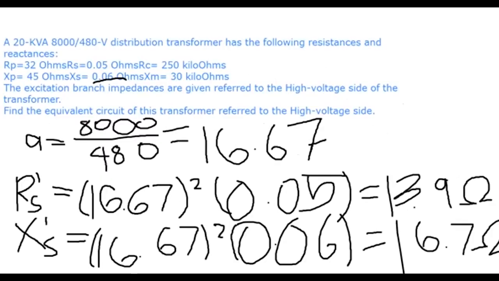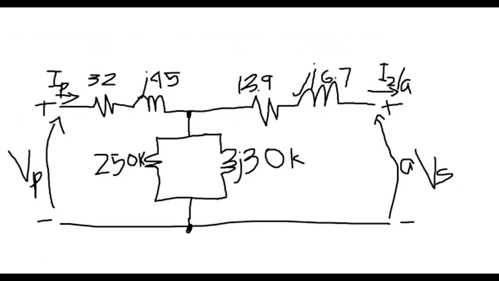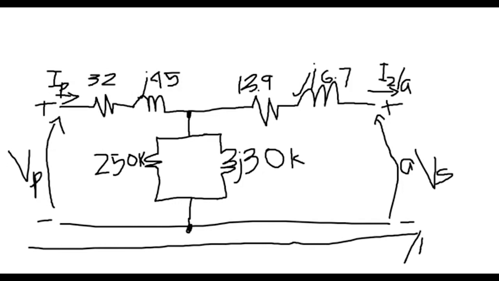So I guess we go back to the problem. We are tasked to find the equivalent circuit of the transformer as referred to the high voltage side. After getting the secondary resistance and secondary reactance as referred to the primary side, we now have the equivalent circuit of the transformer here. I hope you have understood something.